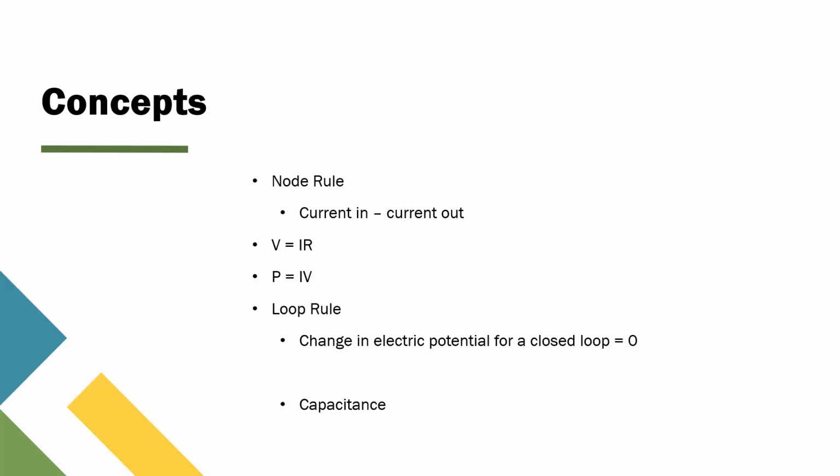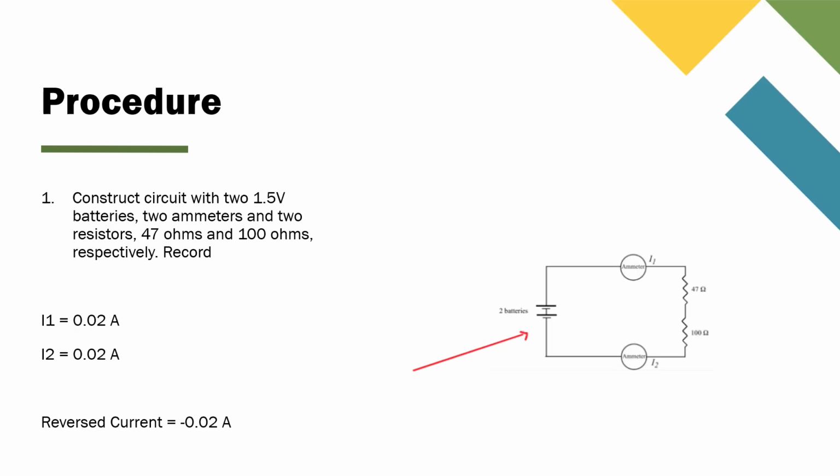So the concepts that were relevant were the node rule, which is current in equals current out, V equals IR, P equals IV, and the loop rule, which says that the change in electric potential for a closed loop equals 0. And lastly, the idea of capacitance.